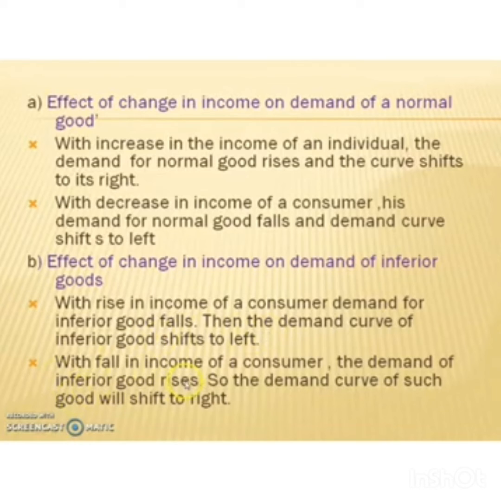Then with the fall in income of a consumer, the demand of inferior good rises. So the demand curve of such good will shift to the right. So a consumer would like to buy superior good when his income increases. At the same time, with the fall in income of a consumer, the demand of inferior good rises, as the consumer is not in a position to afford superior or normal goods. So he will demand more of inferior goods. So the demand curve shifts to the right. That means demand will increase for inferior goods.